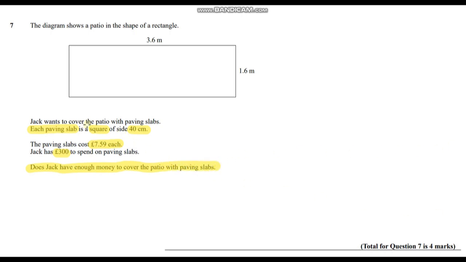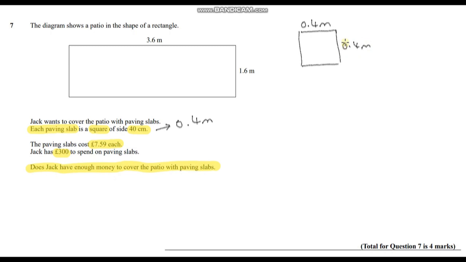Right, so let's first of all look at the paving slab. Each paving slab is a square of side length 40 centimetres. This is obviously not drawn to scale, because I think the paving slabs will be a bit smaller than this. Now we've been given the measurement of our patio in metres, but the measurement of our paving slabs in centimetres. So we can just convert this into metres. 40 centimetres is 0.4 metres, so each side length of our paving slab is 0.4 metres because it's a square.